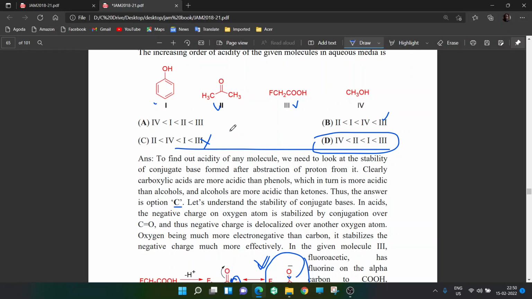Oh, wait. Okay, sorry. See, here what is happening is you are getting negative charge on carbon, whereas here you are getting negative charge on oxygen. I'm so sorry, okay? Here you are getting negative charge on oxygen. Oxygen will any day stabilize negative charge more than carbon. Here there is one of the chemical structures, but the major negative charge is on oxygen, and therefore methanol is more acidic than your acetone, okay? So sorry, the answer is option number C.